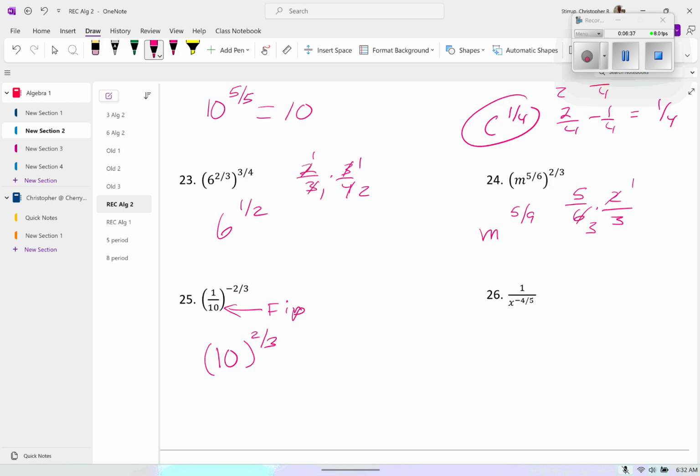All right, again, we want to flip this, so this wants to move up on top. So I'm going to get 1x to the 4 fifths. You don't really need the 1 there. You can keep it there if you want. It's not a big deal.